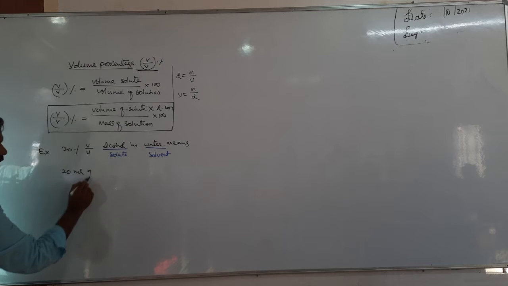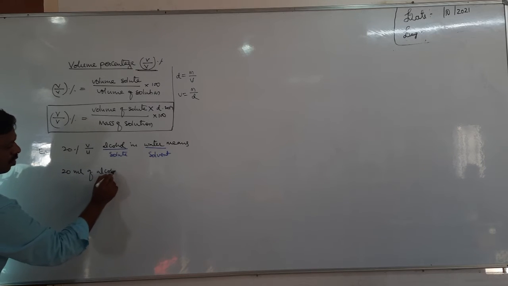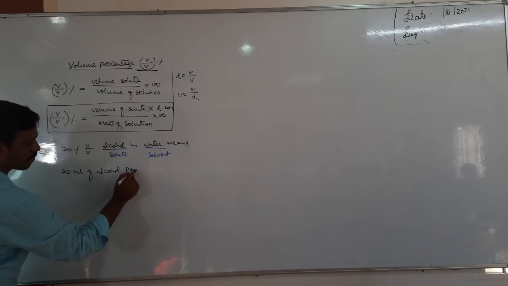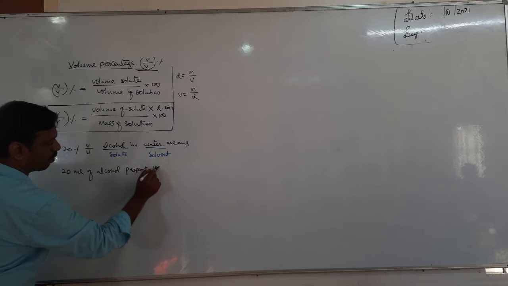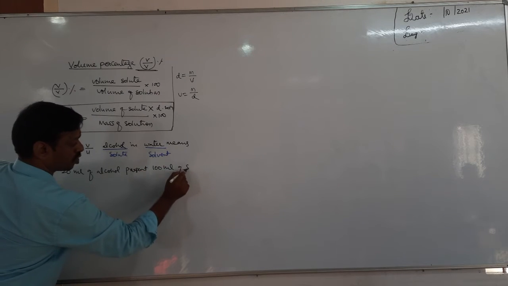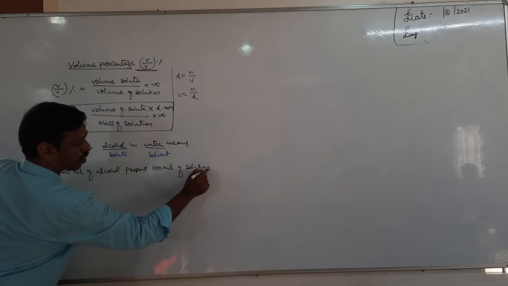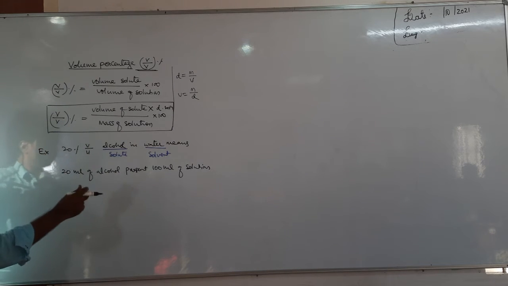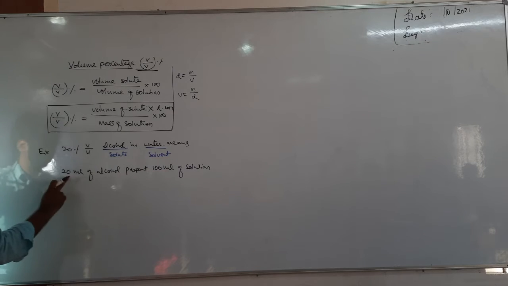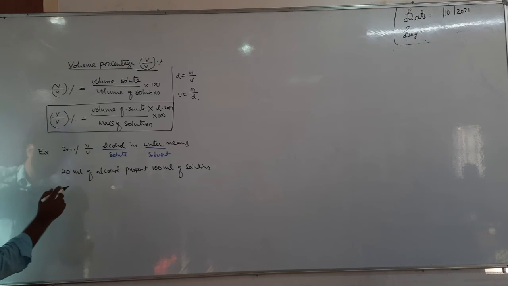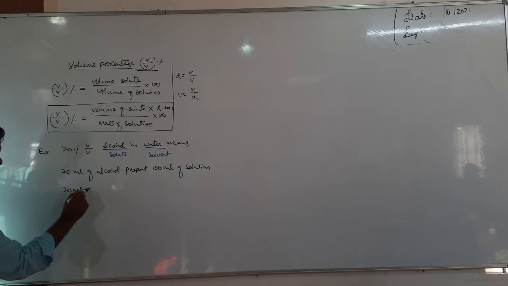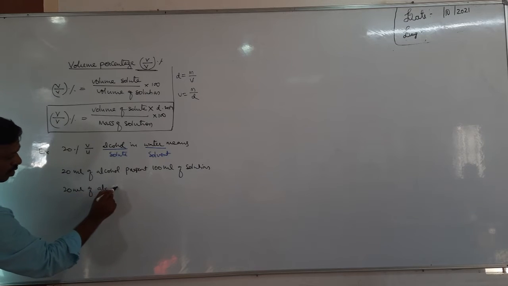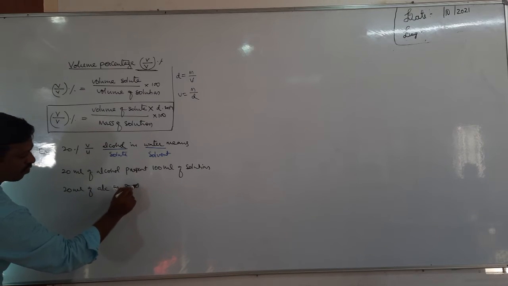20 ml of alcohol present in 100 ml of solution. Then what is the volume of solvent? It is 100 of solution, 20 is solute. So it means 20 ml of alcohol in 80 ml of water.